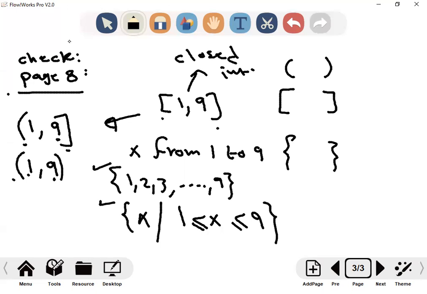This one we call a bracket. If you see this thing here, it means this number is included in our interval. If you see parentheses like this, it means this number is not included. This here, for example, means the 1 and the 9 are both included. Is that difficult? No. It's just a notation, a shortcut, that's all.